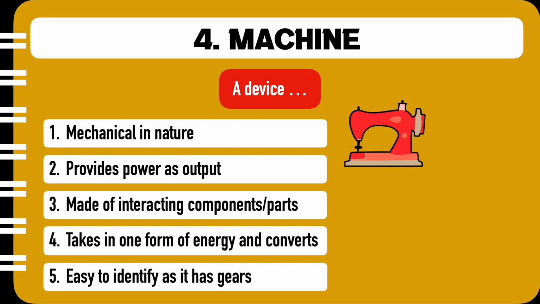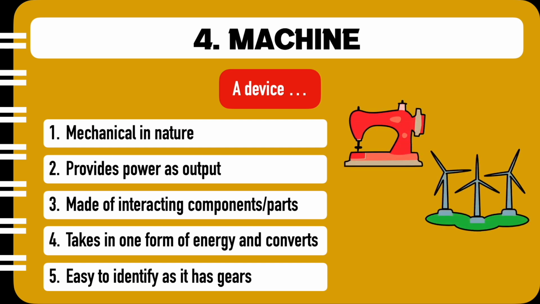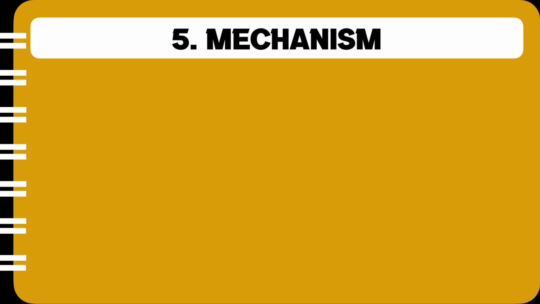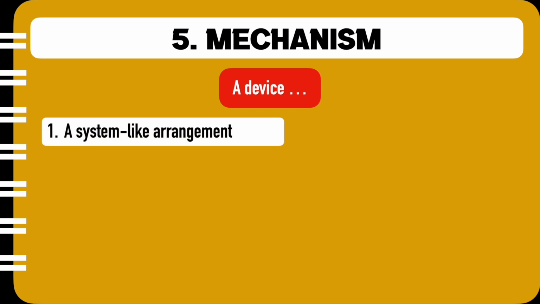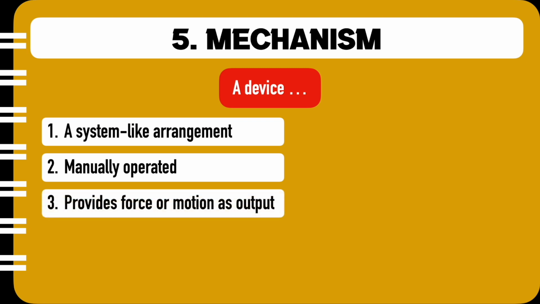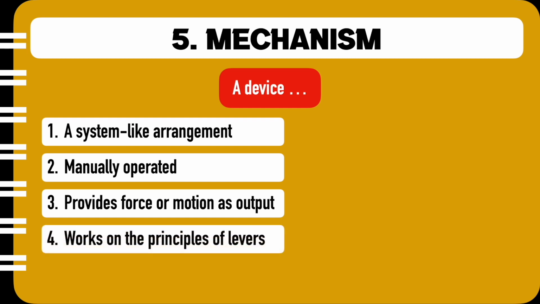Here are some examples. We have a sewing machine. We have a windmill which converts the kinetic energy of the air into electrical energy. Then we also have an example in the harvesting machine. Next, we are moving on to mechanism. A mechanism is a device. It is a system-like arrangement and it is mostly manually operated. It provides force or motion as output, and almost all the time mechanisms work on the principles of levers.